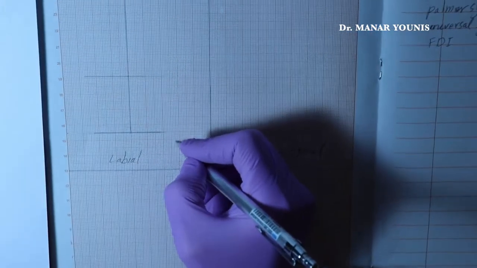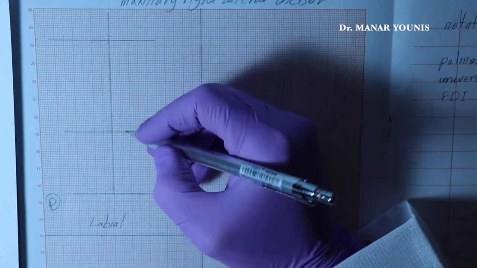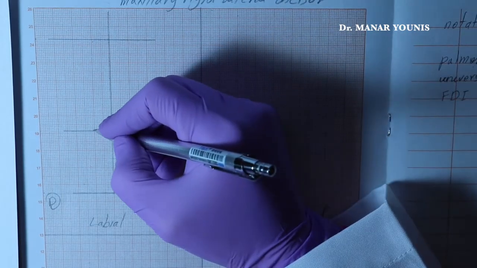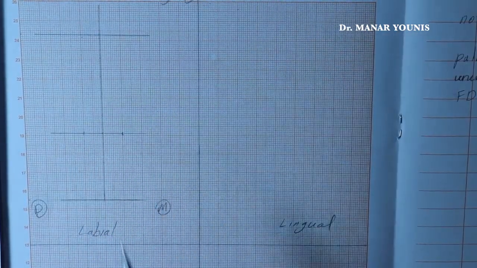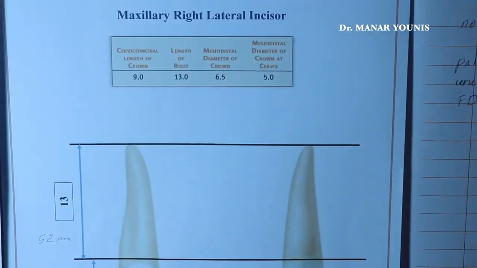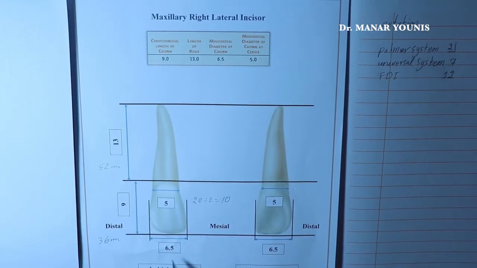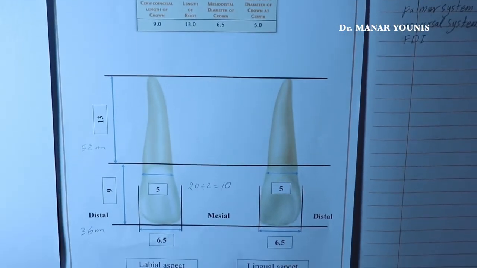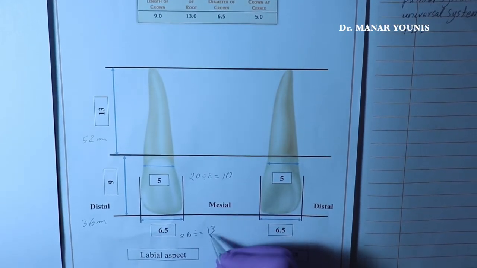Don't forget to mark the sides of the tooth. This is the mesial and this is the distal. So I mark 10 to the mesial and 10 to the distal. This is the width or the mesiodistal diameter of the crown at cervix. The mesiodistal diameter of the crown at the crest of curvatures, or between 2 contact areas, is 6.5 millimeters multiplied by 4 equals 26, divided by 2 equals 13.